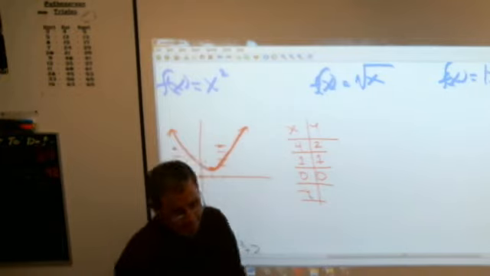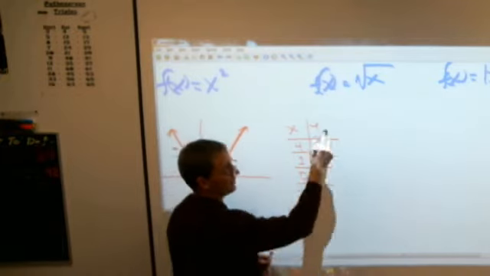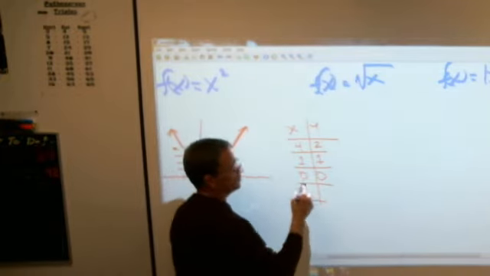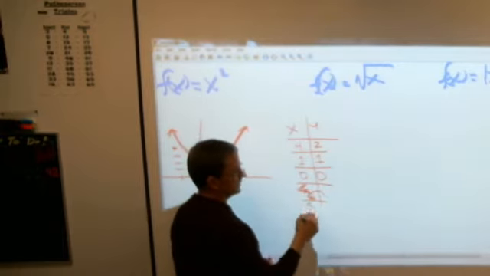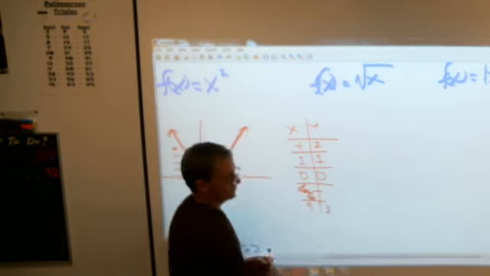Negative 4 works out to be... you can't do it. You're not allowed to have the square root of a negative number, so you're only allowed to keep x positive. Let's do one more. Let's do 9. Square root of 9 is 3, just so we have some here.